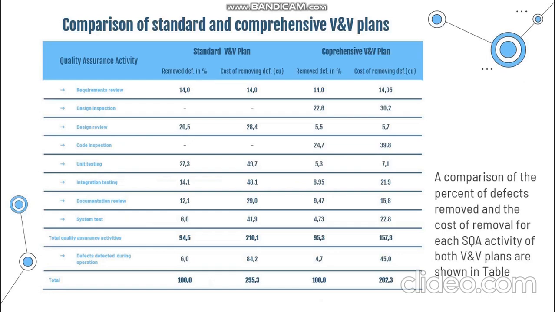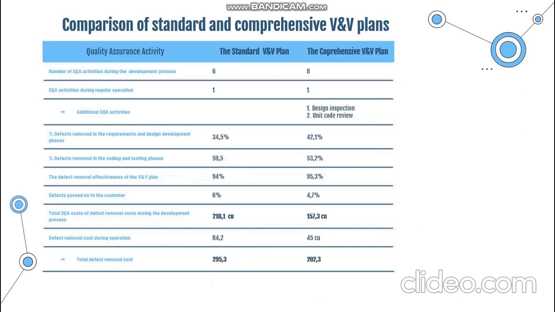You again see a detailed comparison of the outcomes of the standard software quality plan and the comprehensive plan. I think it's quite instructive. There is a big difference between the costs of removing.